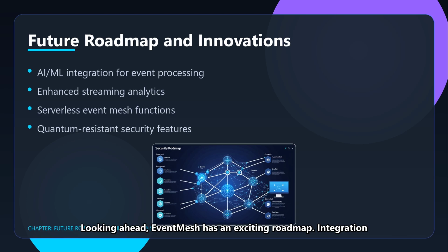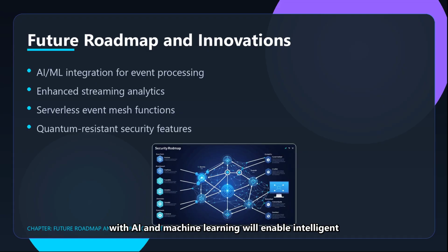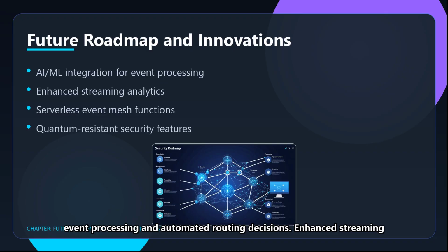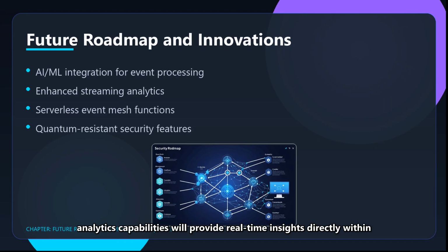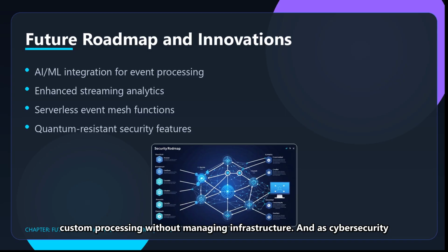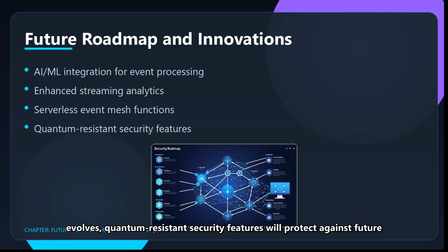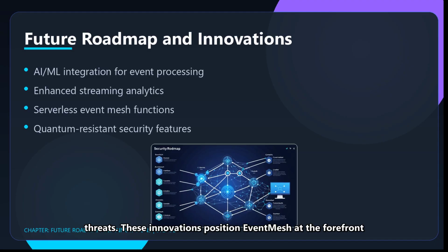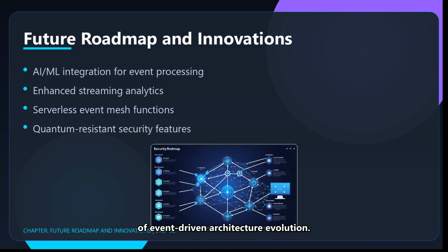Looking ahead, EventMesh has an exciting roadmap. Integration with AI and machine learning will enable intelligent event processing and automated routing decisions. Enhanced streaming analytics capabilities will provide real-time insights directly within the mesh. Serverless event mesh functions will allow custom processing without managing infrastructure. And as cybersecurity evolves, quantum-resistant security features will protect against future threats. These innovations position EventMesh at the forefront of event-driven architecture evolution.